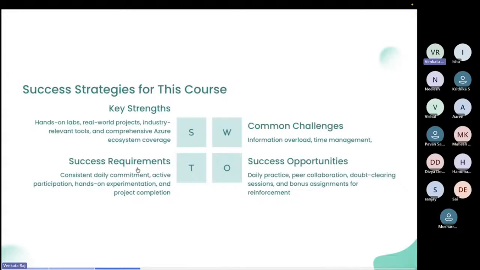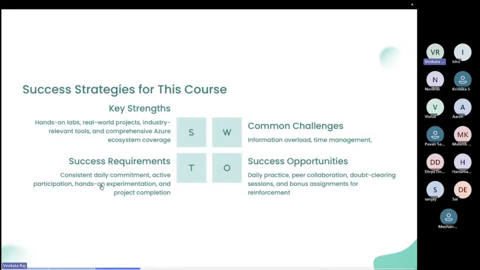Success requirements and success opportunities are going to come with the way you are treating this course, right? So whenever you have a chance, we want you to connect with the other peers in the group who are going to pursue this course, and maybe bring up some conversations with them as to what they are doing, how they are learning further, right? You may explore some of the documentation available from Microsoft, so you get more perspective on those topics, right?